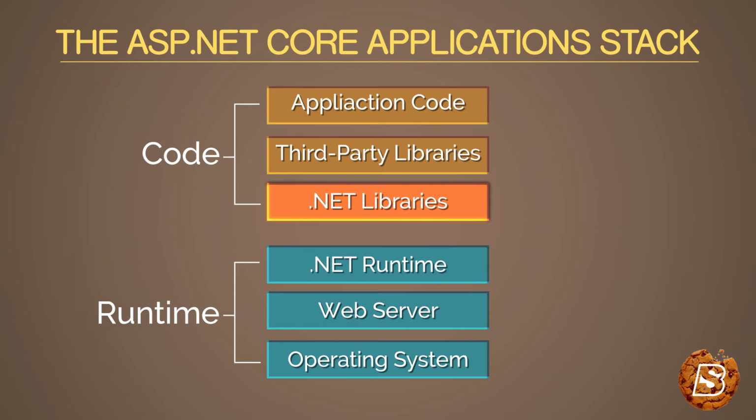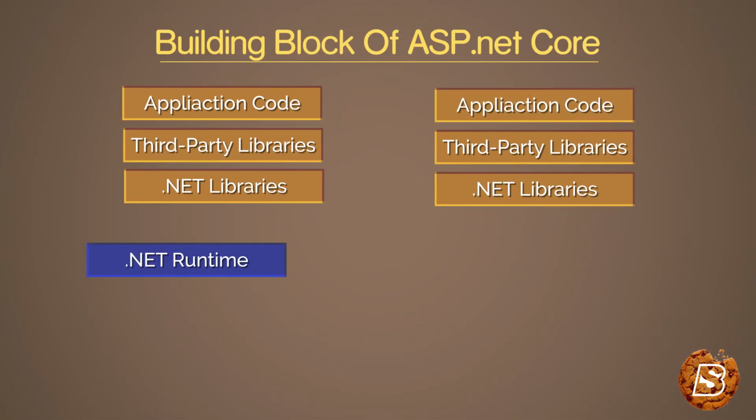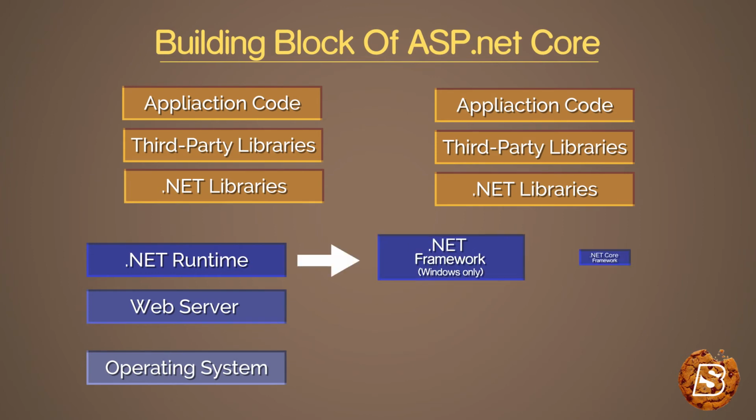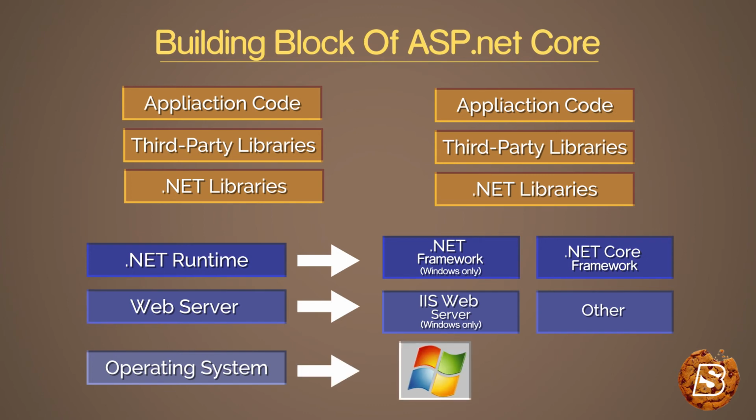Now if we compare ASP.NET Core and earlier versions of ASP.NET, you'll find that the .NET runtime was earlier available only for Windows using the .NET Framework. Now with the .NET Core Framework, which is a lightweight, fast and modular version of the .NET Framework, we have the option of running our ASP.NET Core MVC applications using this .NET Core Framework.